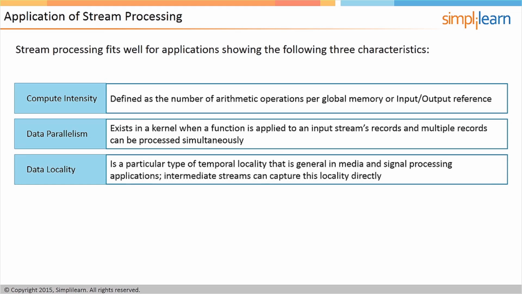Data locality is the third feature that is a particular type of temporal locality and is general in media and signal processing applications, in which data is produced and read once or twice and then never again read. Intermediate streams can capture this locality directly. These are the streams that are passed between kernels and the data within kernel functions, and they do it using the model of stream processing programming.